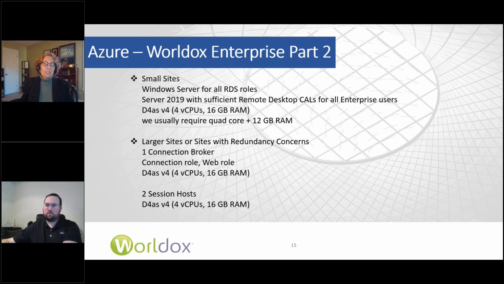For a small site, you could actually have a Windows server that hosts all of the roles, and you have to have enough remote desktop CALs licenses for all of your enterprise users. We usually recommend quad core and 12 gigs of RAM.